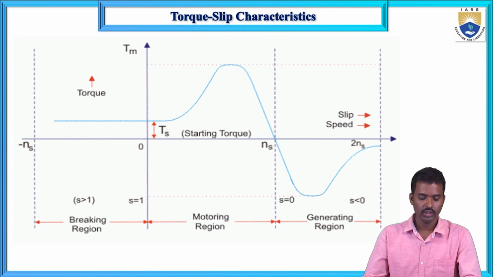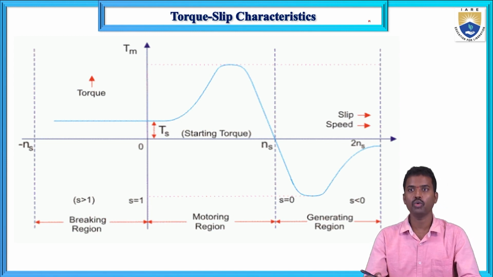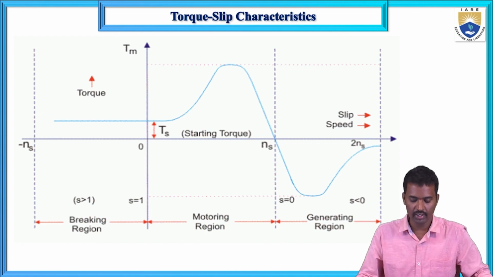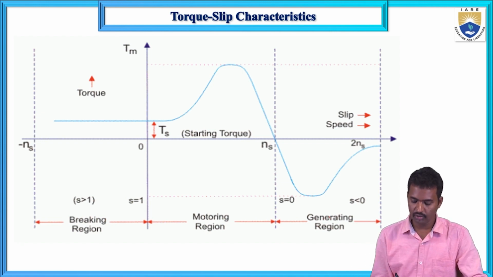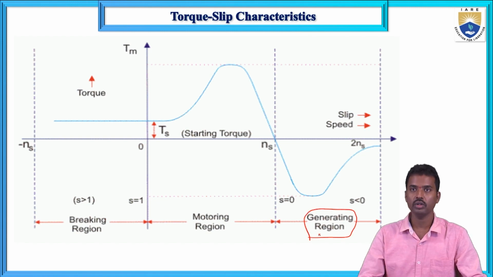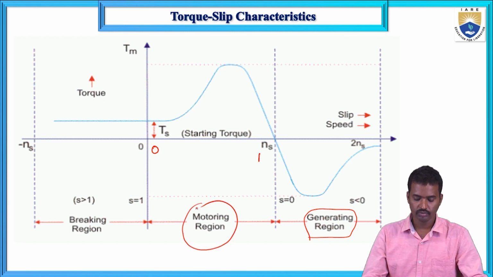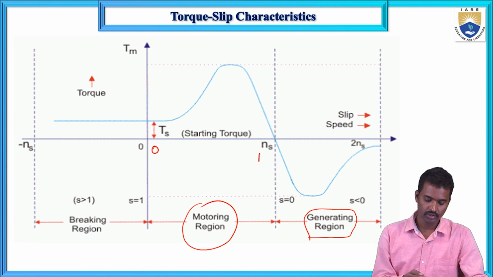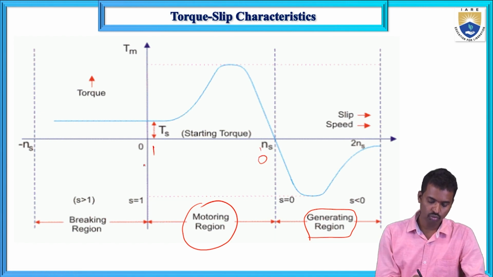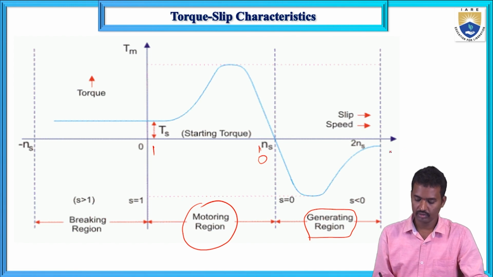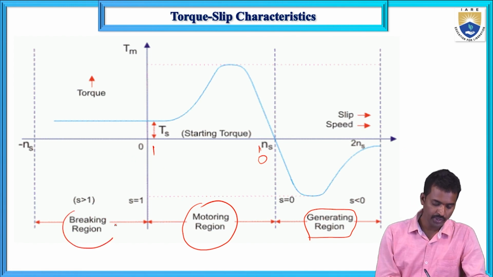Now, here, torque slip characteristics. We have three modes depending upon the slip value. If the slip value is negative, that is generating mode. If it is 0 to 1, that is motoring mode. Sorry, slip value 0 to 1, and greater than 1 is the braking mode.